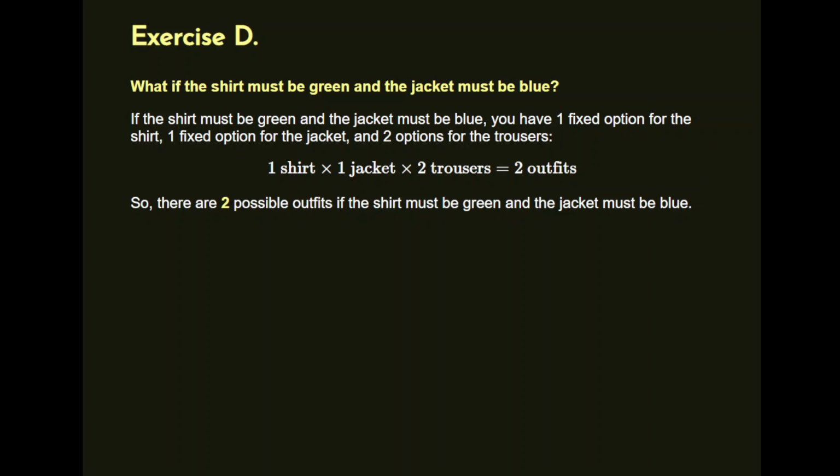What if the shirt must be green and the jacket must be blue? Essentially, we have 2 constraints now. So if the shirt must be green and the jacket must be blue, we have 1 fixed option for each, the shirt and the jacket. So essentially, it's a matter of picking which one of the 2 trousers we are going to have with it. So 1 shirt times 1 jacket, and we have 2 options for the trousers. So we have 2 possible combinations of clothes, 2 outfits altogether. So there are 2 possible outfits if the shirt must be green and the jacket must be blue.